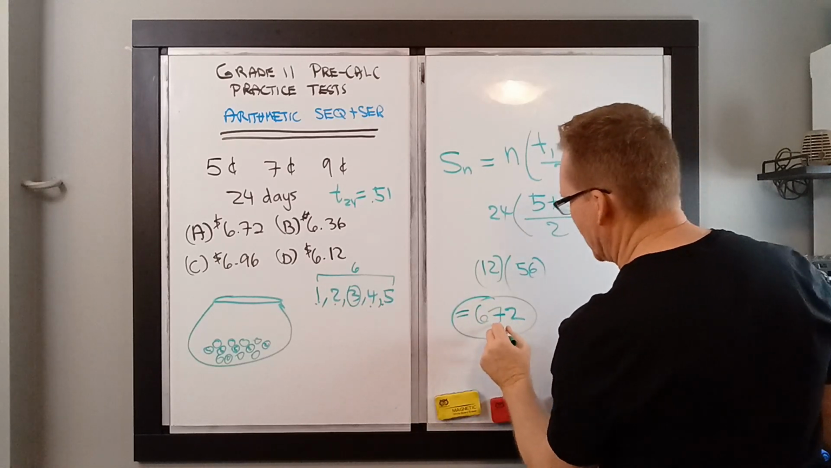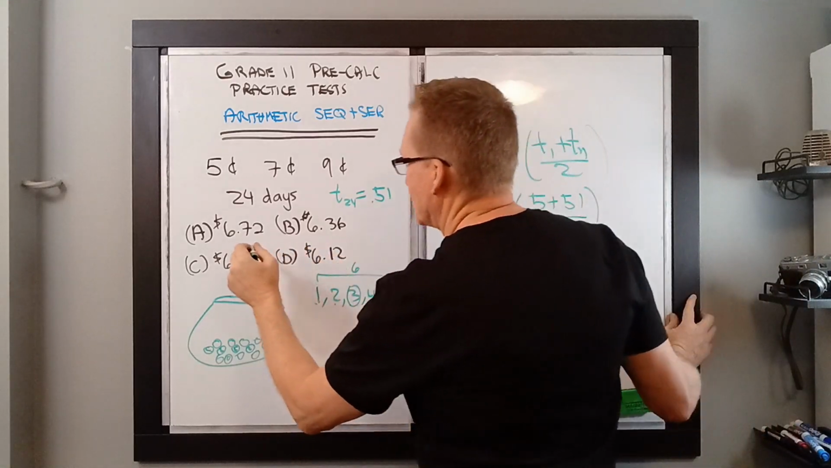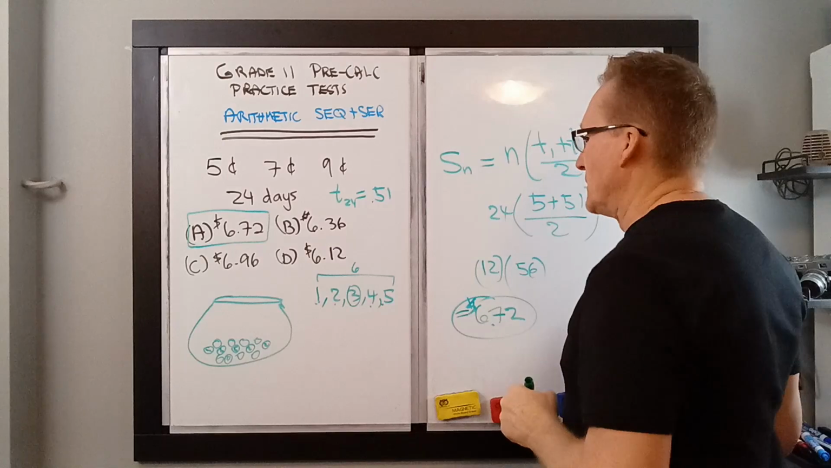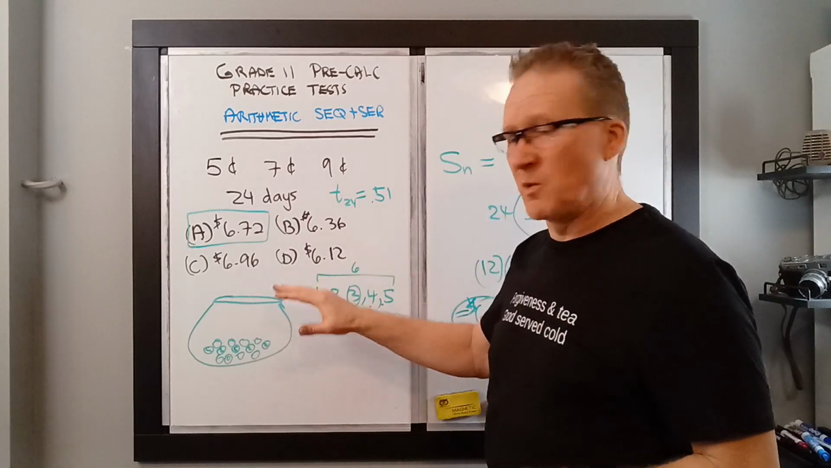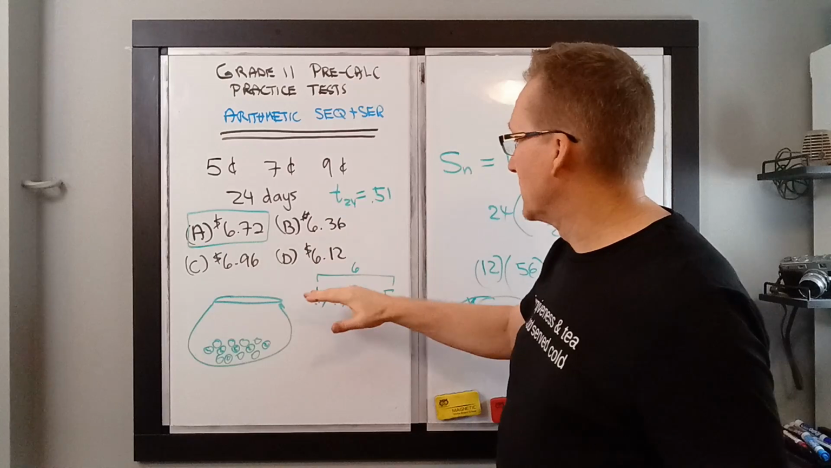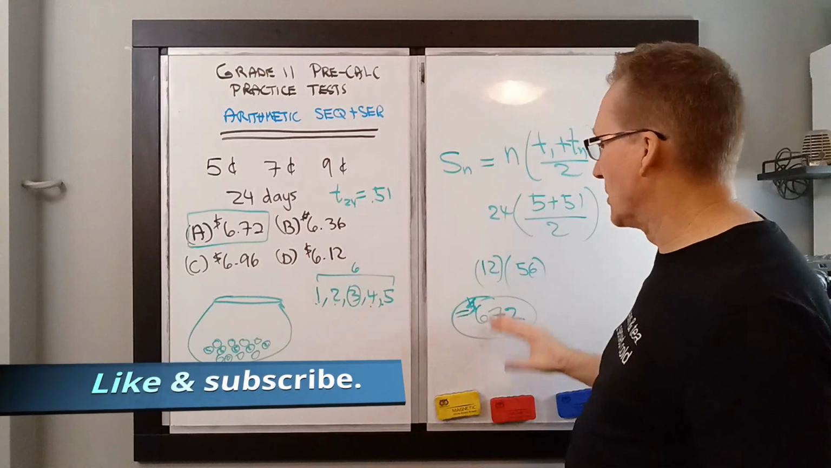You're going to have to move the decimal over there to make it into dollars. So 6.72. There's your answer. This is not one of those problems where you can just look at one of the answers and eliminate it really quickly. They're all in the right range of possibilities. So you have to walk through the problem and try to figure it out.